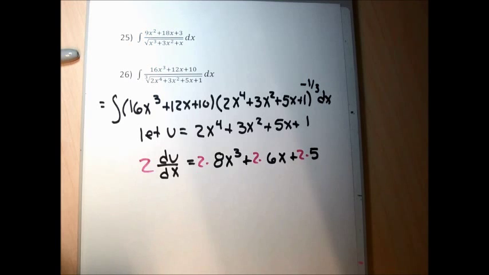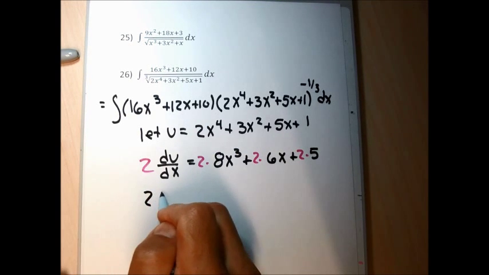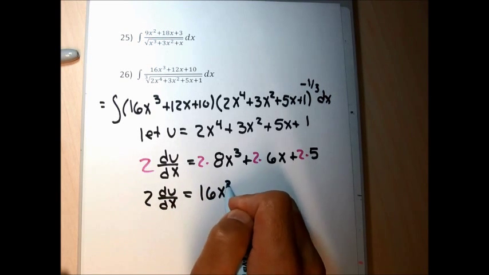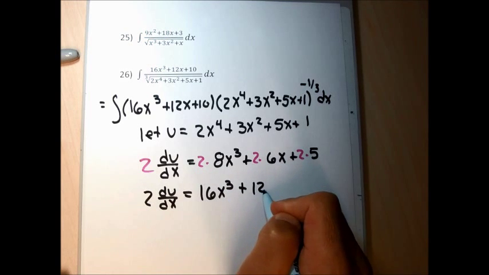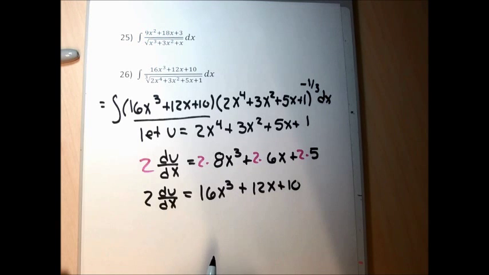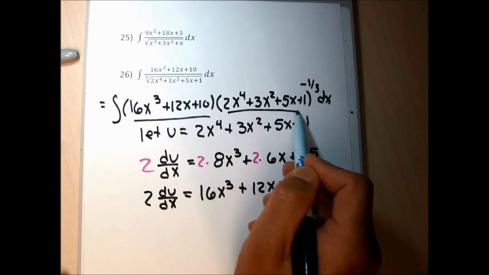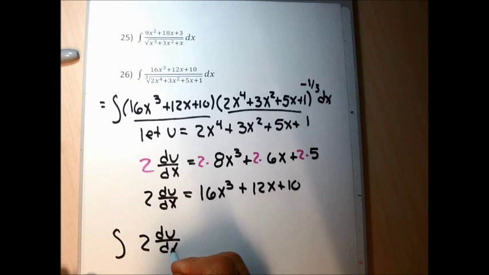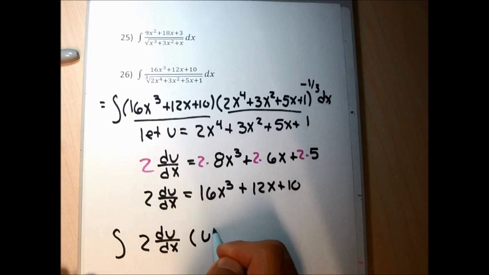And when you do that, I'm going to get exactly what I need. So I'm going to write 2 du dx, and that's going to equal 16x cubed plus 12x plus 10. Now I can substitute that with 2 du dx, this with u. So I'm going to get the integral of 2 du dx times u to the negative 1/3.